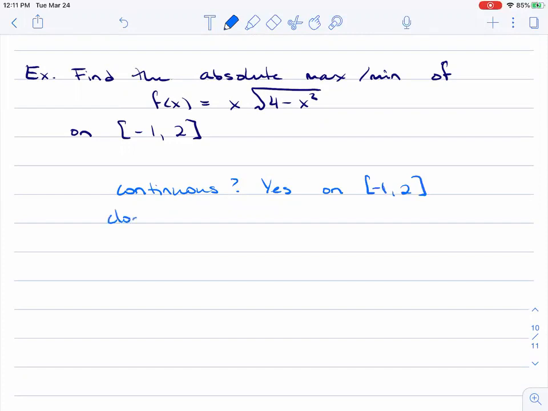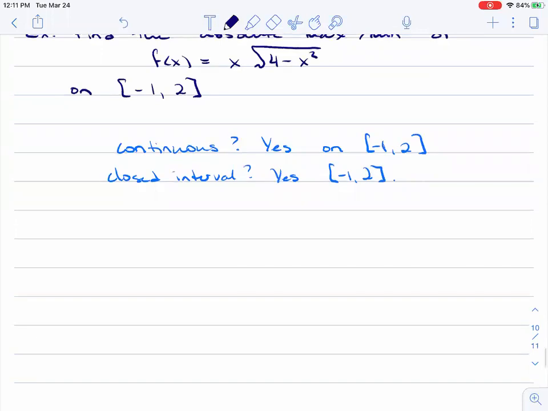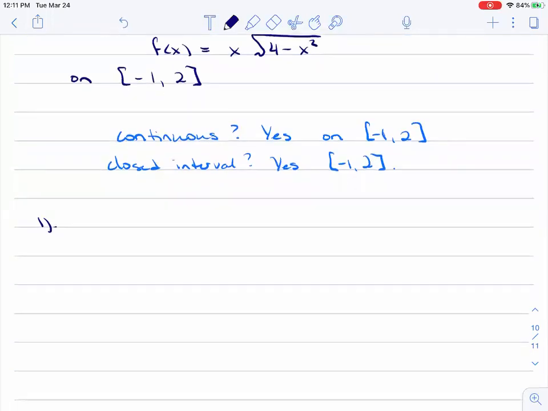And do we have a closed interval? Well, we just said it. Yes, [-1, 2]. Cool. So you do have to check those. That will be a mark on your test, so make sure that you check those before you go ahead and do your work. Then the first step is to find the critical numbers.